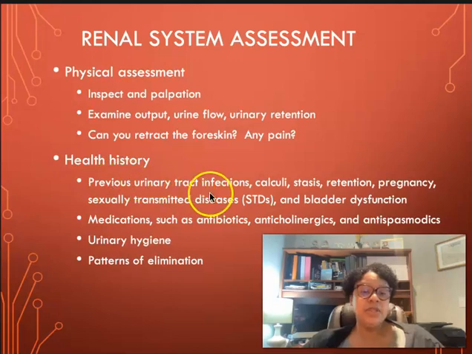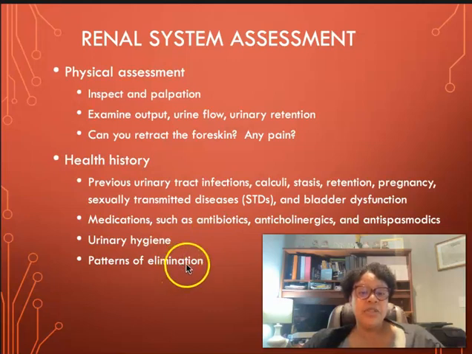So, health history. For our older children, we want to see if there are any previous urinary tract infections. For our adolescents or school age, any sexually transmitted disease histories, any bladder dysfunction. Sometimes people forget to tell you that their child has one kidney. We've had that happen before. That's important to know. There may not be any alterations, but the fact that the child only has one kidney is very important to know.